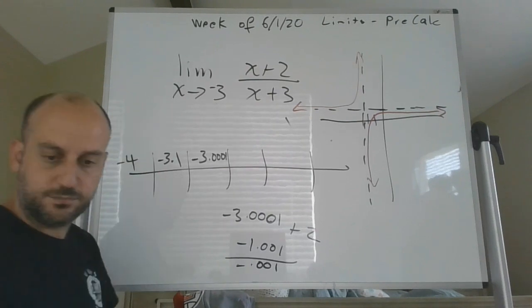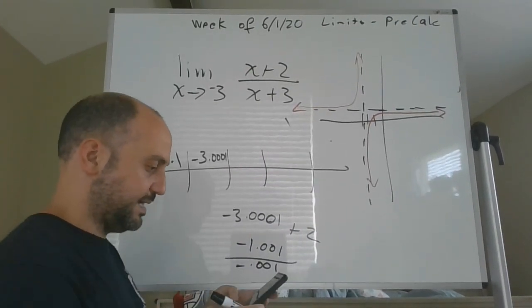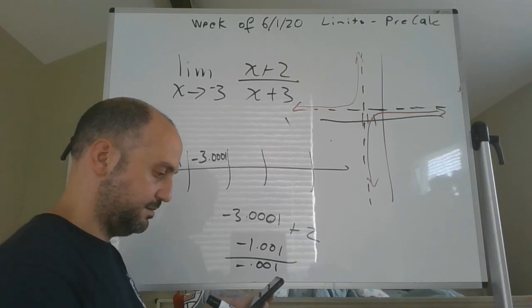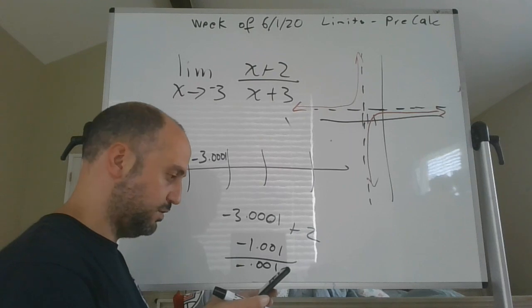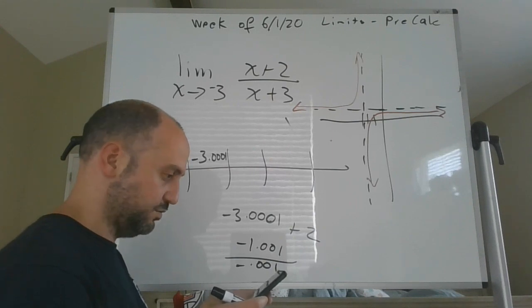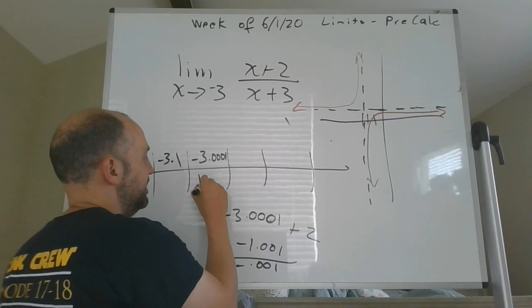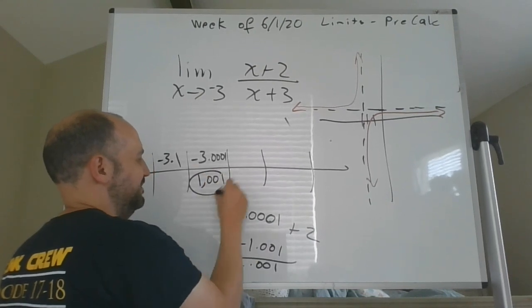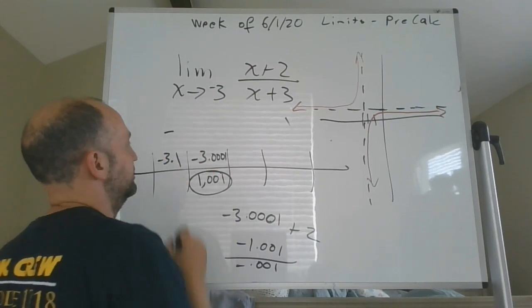Negative. So let's see what that's going to get us. Just get my calculator out. Okay, that is going to be negative 1.001 divided by negative 0.001. That's going to get us 1,001. 1,001. A big number. Now, okay, that's from the left.